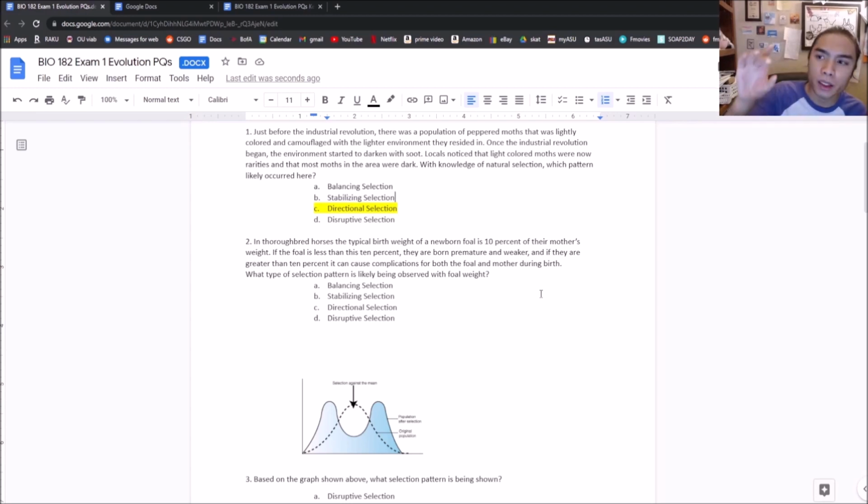So what's happening is that the extreme values, the low and the high, are being selected against, and the most favorable one is the middle one. So we call this one stabilizing selection.